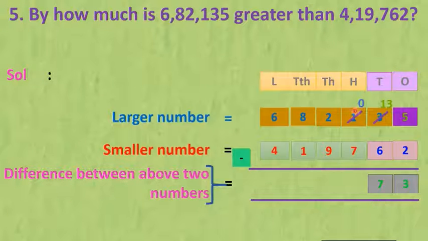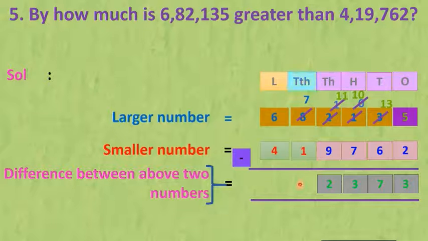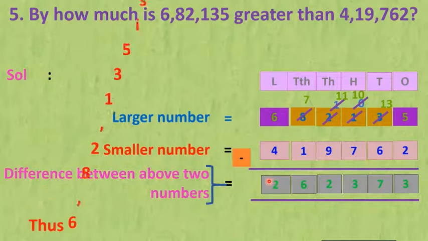Minus 6, 7. Now 0 is less than 7, so we have to borrow again from thousands place. So 2 becomes 1 and 0 becomes 10. 10 minus 7, 3. And here 1 is less than 9, so we have to borrow from 10,000's place. 8 becomes 7 and 1 becomes 11. 11 minus 9, 2. Yes? And here 7 minus 1, 6. And here 6 minus 4 is 2.